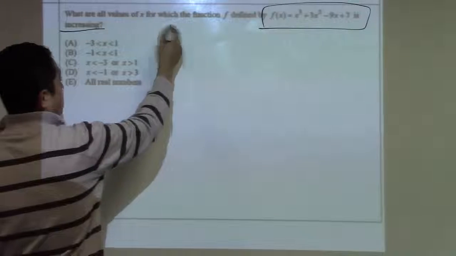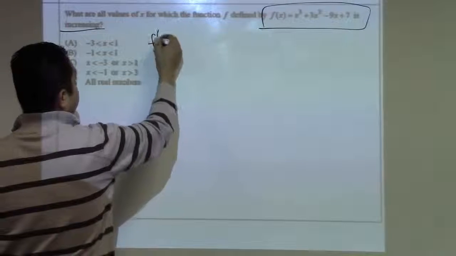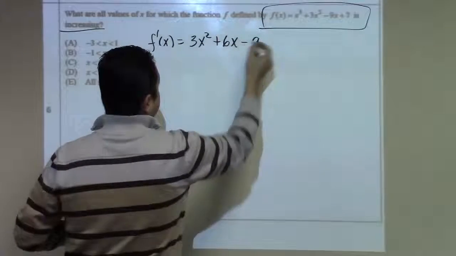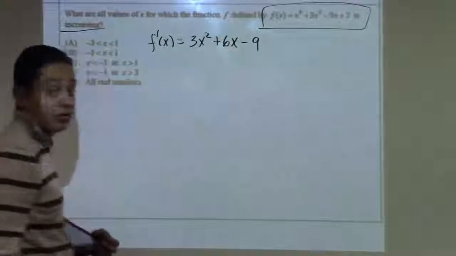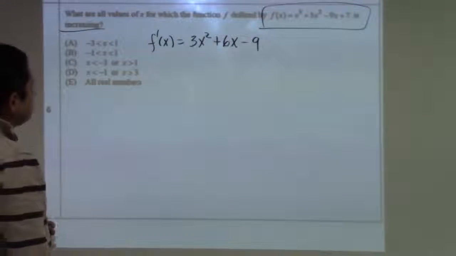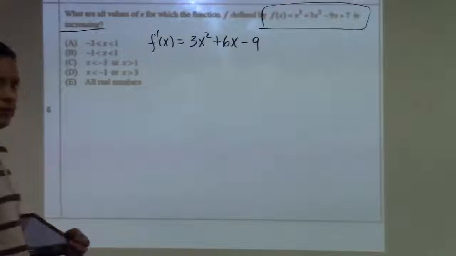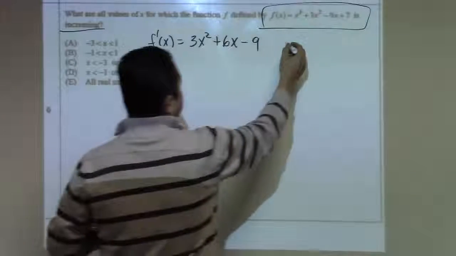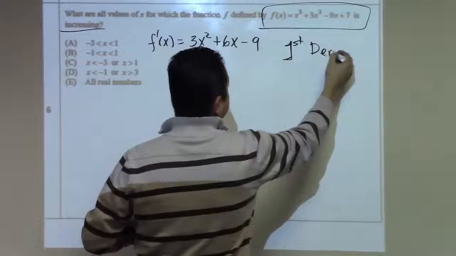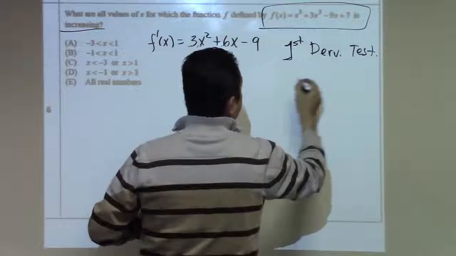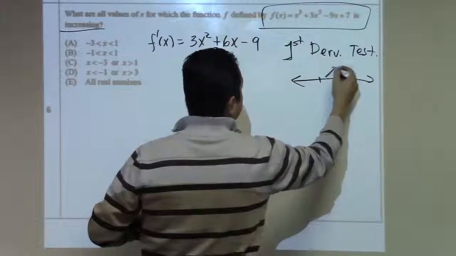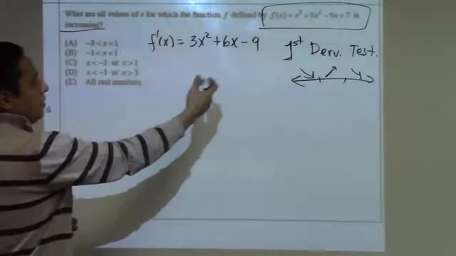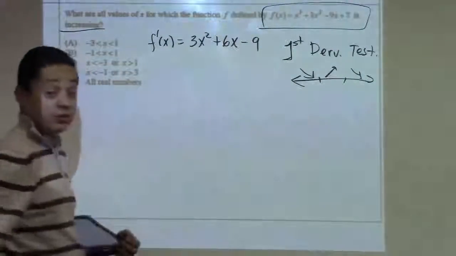So let's go ahead and take the derivative of this function. So f prime of x equals 3x squared plus 6x minus 9. The derivative of that 7 is 0, so it goes away. So this is the derivative only. However, in order to figure out whether something is increasing or decreasing, first derivative test, we would need this type of sketch to figure out when the original function f is increasing or decreasing.